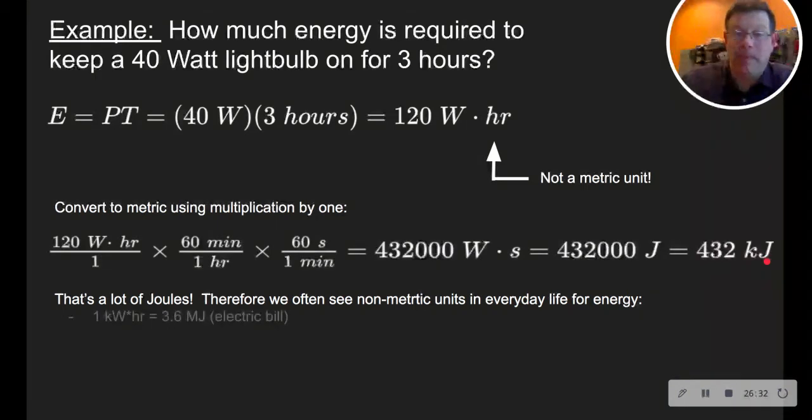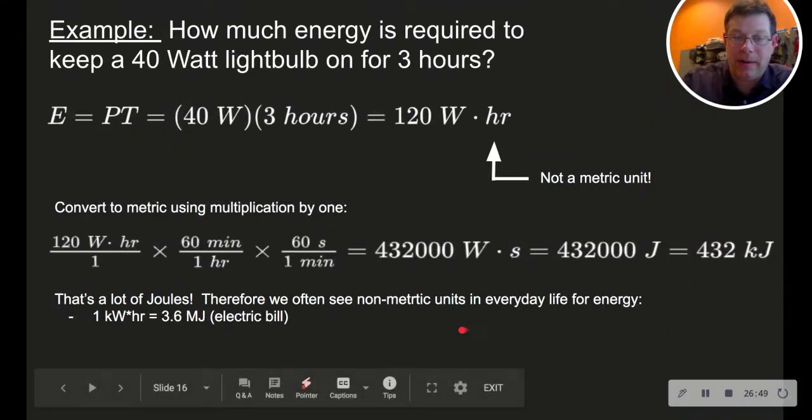And so the electric company uses instead the non-metric unit of thousands of watt hours, or kilowatt hours, on your electric bill. It turns out that 1 kilowatt hour is 3.6 megajoules. You can actually figure that out using multiplication by 1. If you need more practice, you can determine this using the method I showed. But 3.6 megajoules, or 3.6 times 10 to the 6 joules, is the amount of energy that's actually on your electric bill.